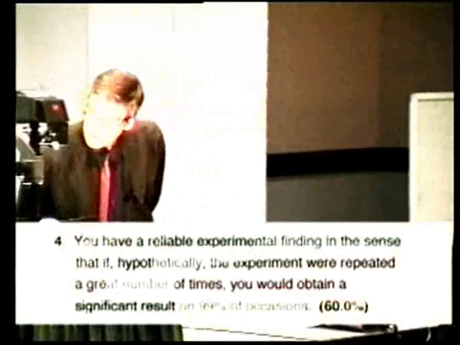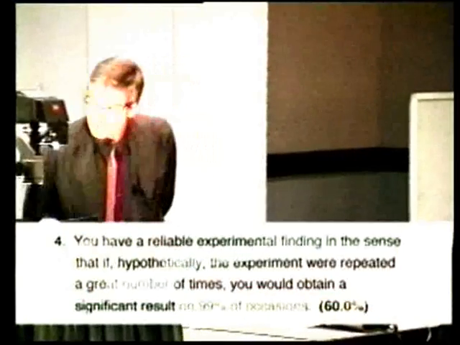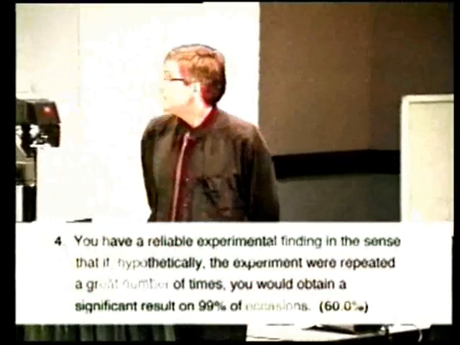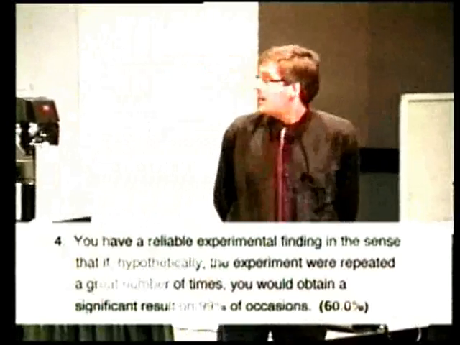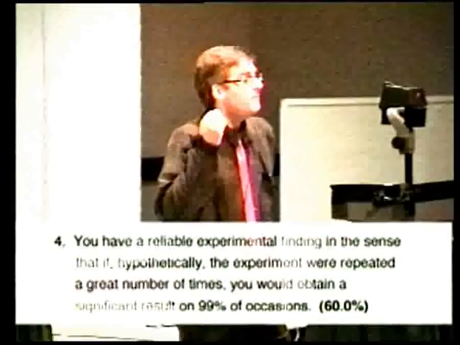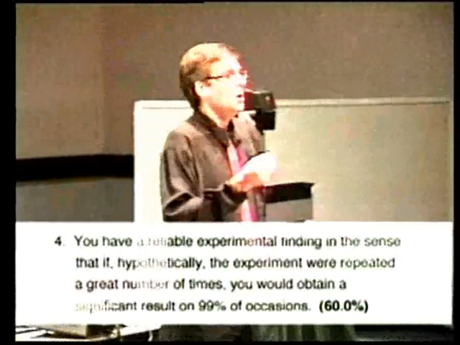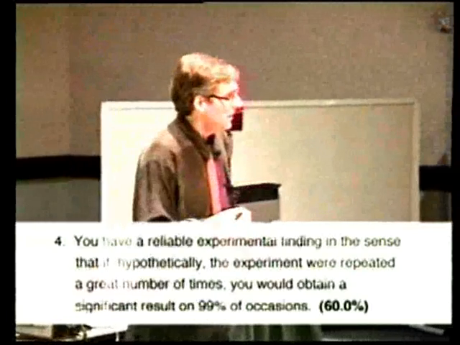And finally, you have a reliable experimental finding in the sense that if it were repeated a great number of times, you would obtain a significant result on 99% of occasions. Well, this is a confusion of significance level with replicability. That if you have a significant result, that means if you repeat the experiment, you should also get the same result. You should also reject the null hypothesis.